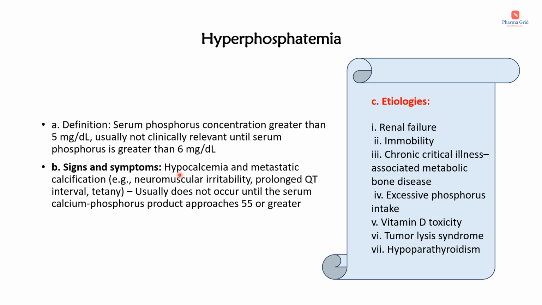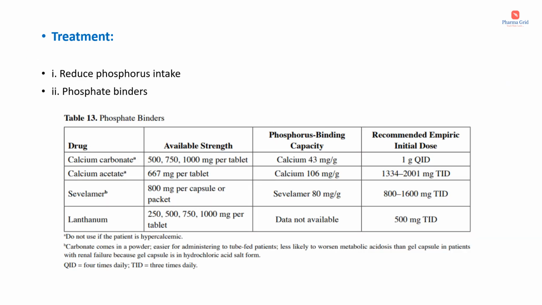Signs and symptoms include hypocalcemia and metastatic calcification. Example, neuromuscular irritability, prolonged QT interval, tetany, etc. Usually does not occur until the serum calcium phosphorus product approaches 55 or greater. Now let's see the treatment options for hyperphosphatemia.